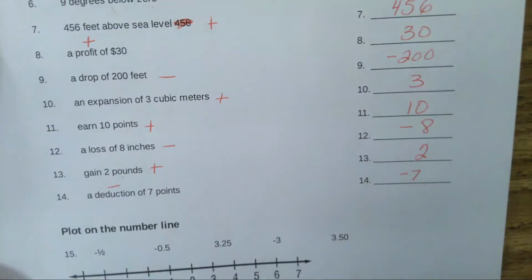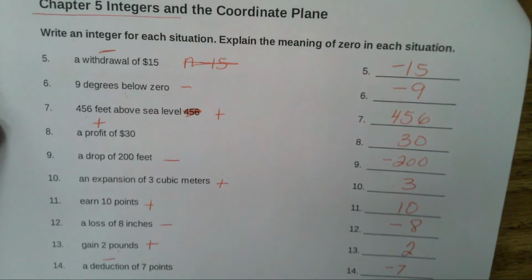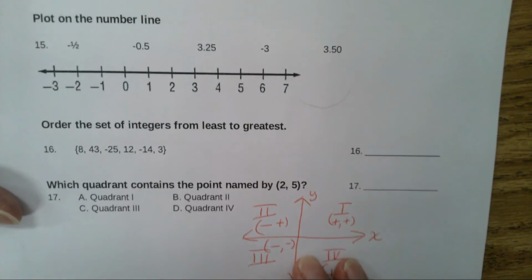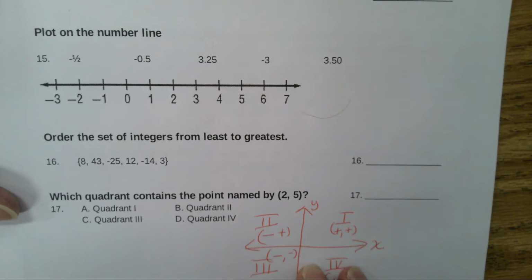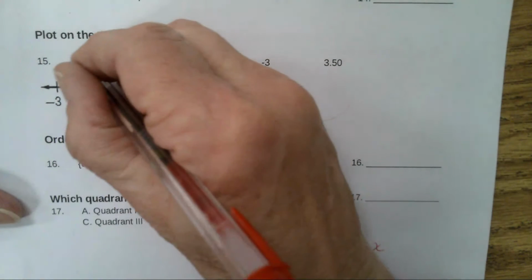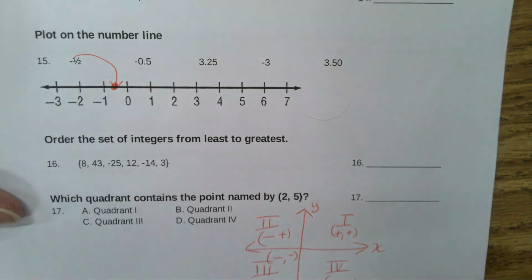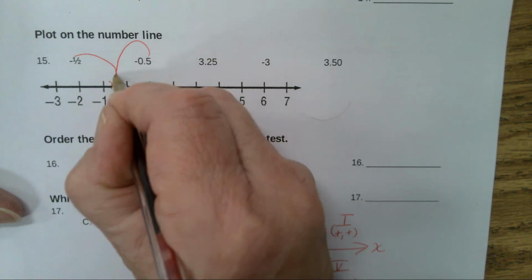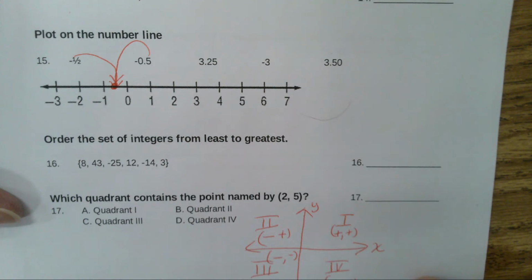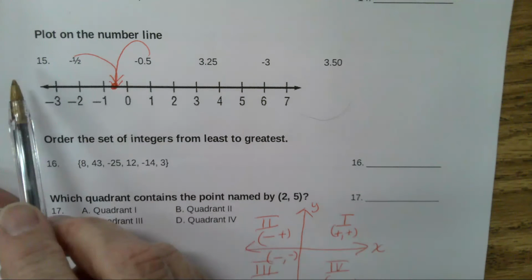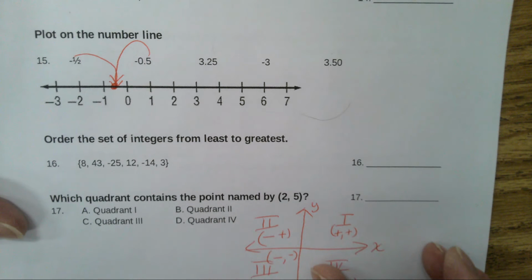Okay, you should have all of these finished. We did those earlier. Let's look at number 16 or 15. -1/2 is going to go right here. It's in between 0 and -1. Put a dot right there. -5/10. Kids, that's the same thing as -1/2. They both are going to go right there. So -5/10 and -1/2 are the same thing.